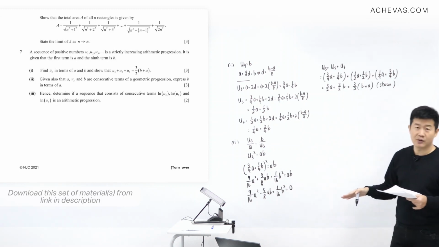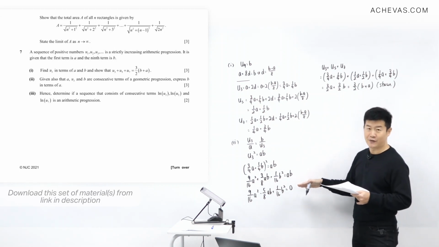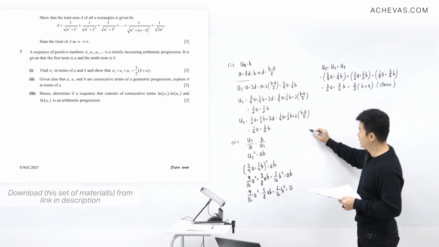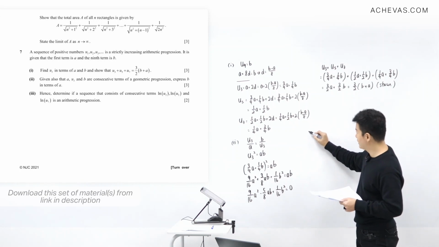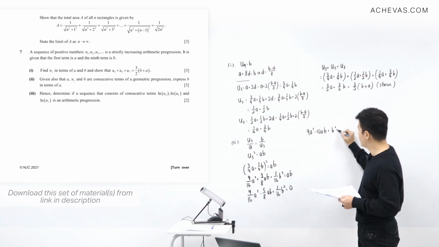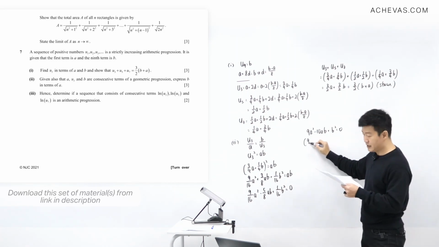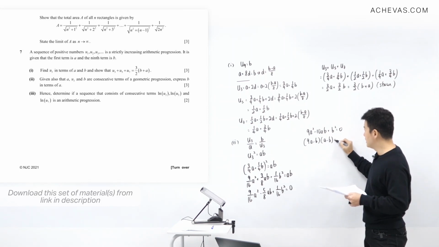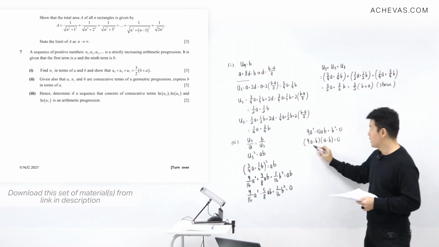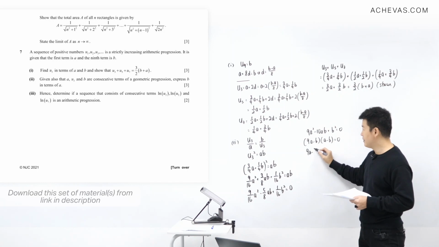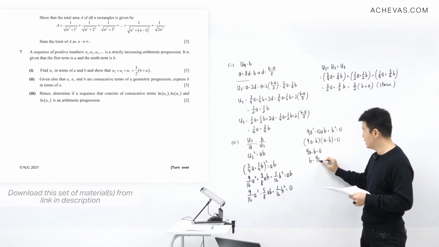I'm going to multiply this throughout by 16, so it is easier for me to look at the expression that we have on the left-hand side. That will give me 9a squared minus 10ab plus b squared, which is equal to 0. We can factorize this. If I were to factorize this, I will be getting (9a minus b)(a minus b) equal to 0, which means that 9a minus b must be equal to 0. This tells me that b is equal to 9a.